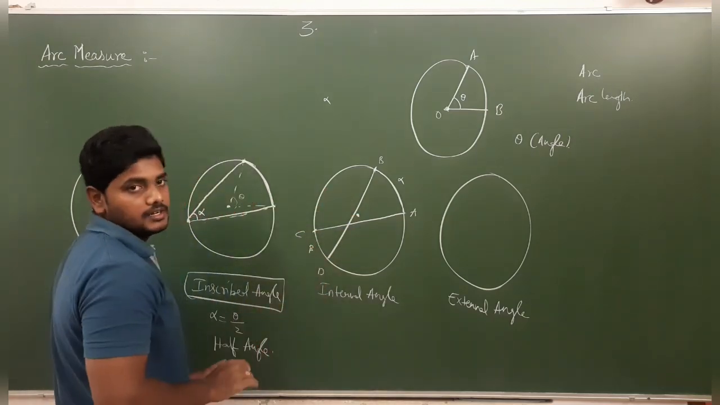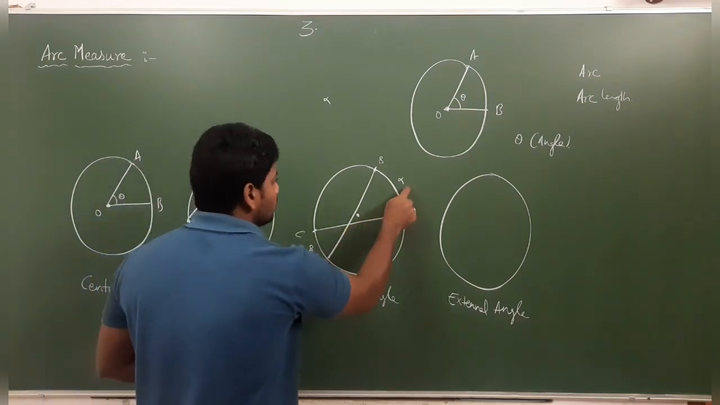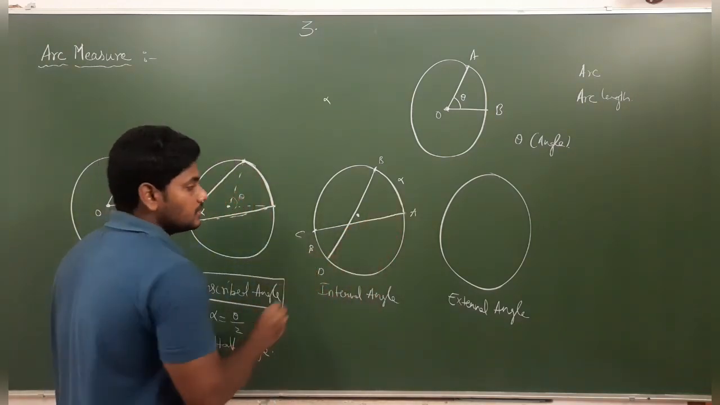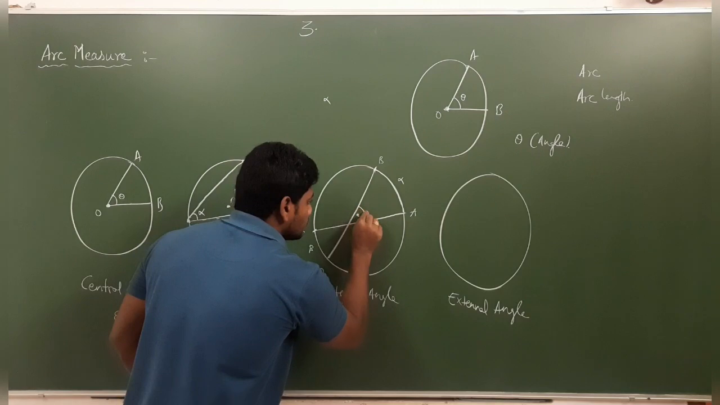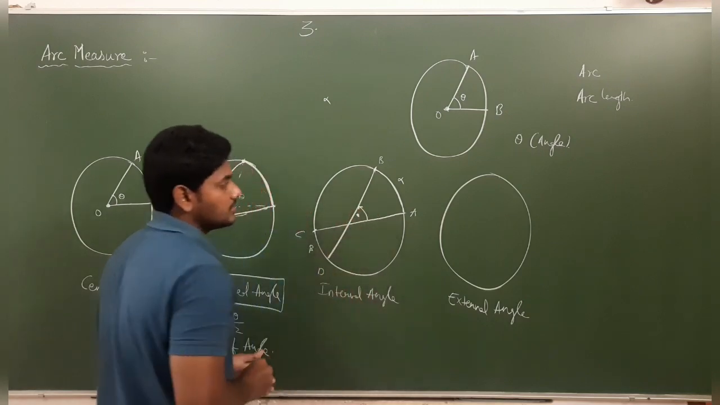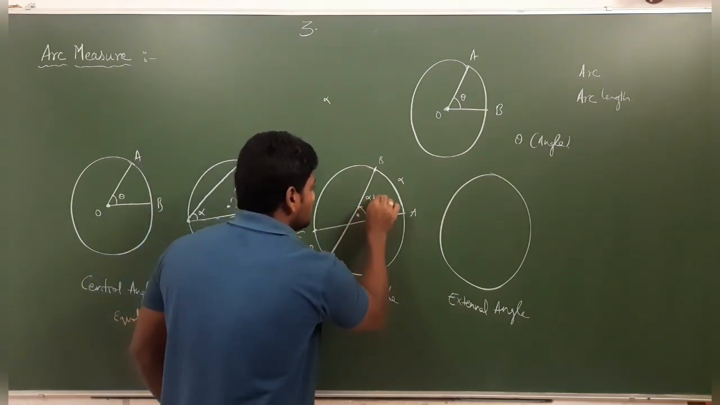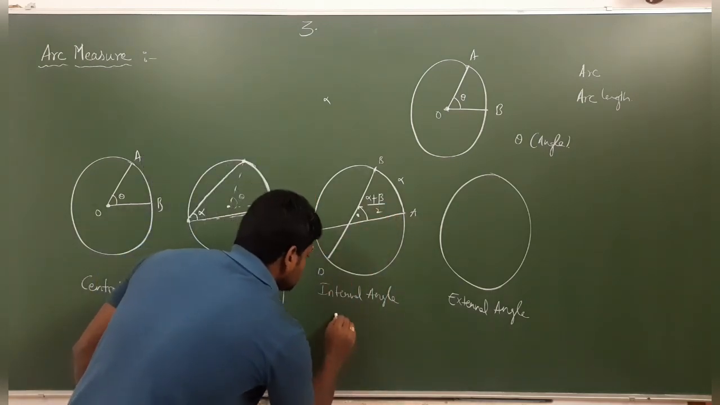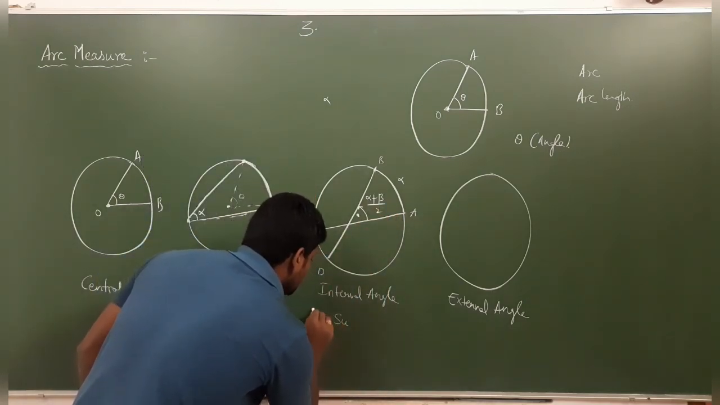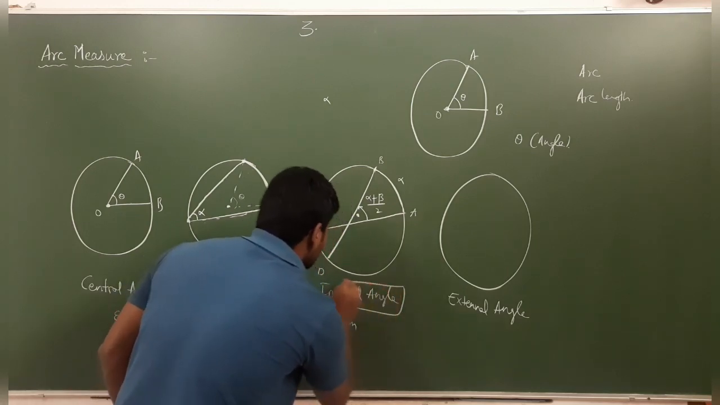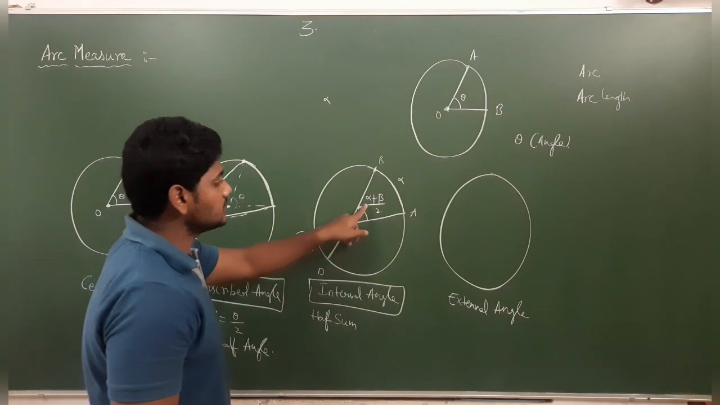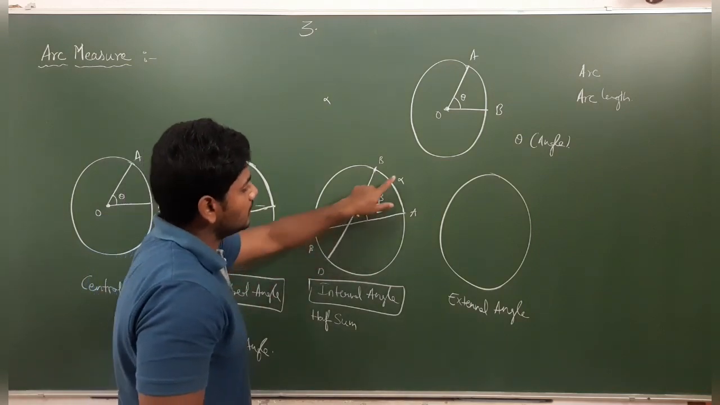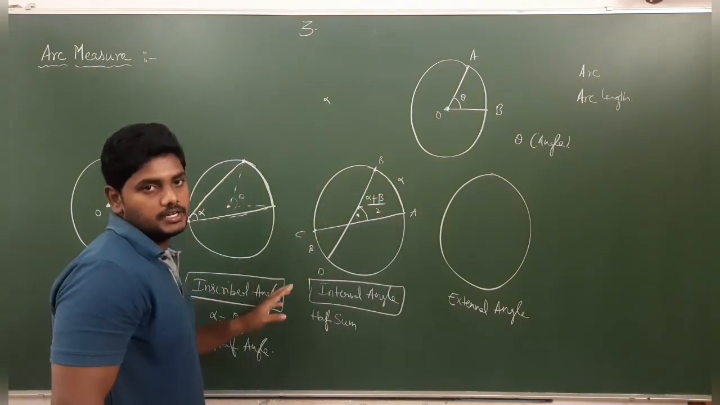I am writing here. Now, if it is alpha and if it is beta, then the angle formed here is alpha plus beta by 2, nothing but half of the sum. This is nothing but the internal angle. Internal angle formula is alpha plus beta by 2, where this is alpha and this is beta.